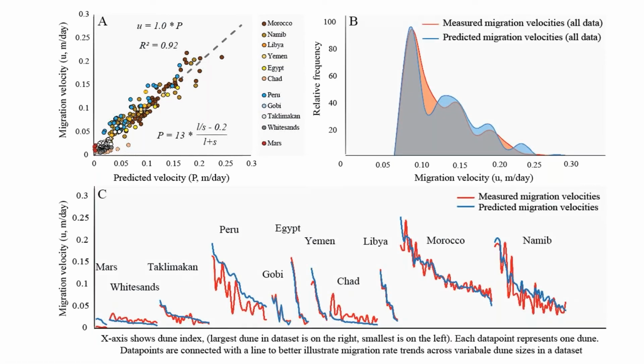B and C basically show the same data. In B, you see a histogram of the measured versus predicted migration rates, and in C, you see some scatter plots of these things. And you can see that it doesn't really matter which location you are, whether you're in Morocco or Egypt or White Sands or wherever. The universal equation is always effective at predicting the speed of these dunes. So yeah, that's the end.